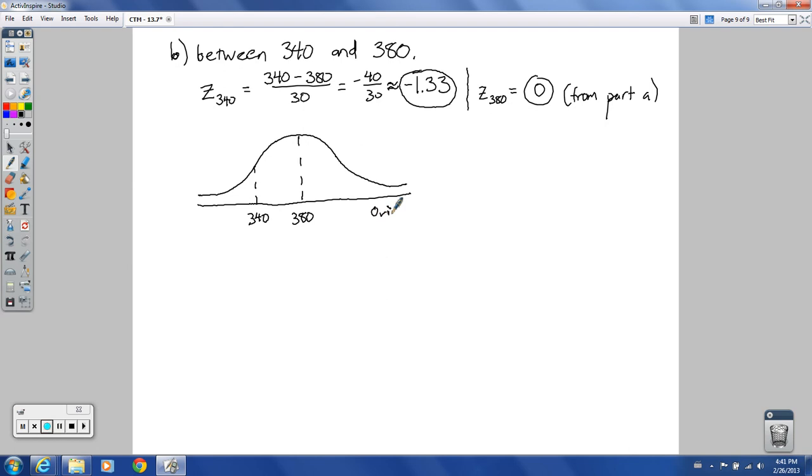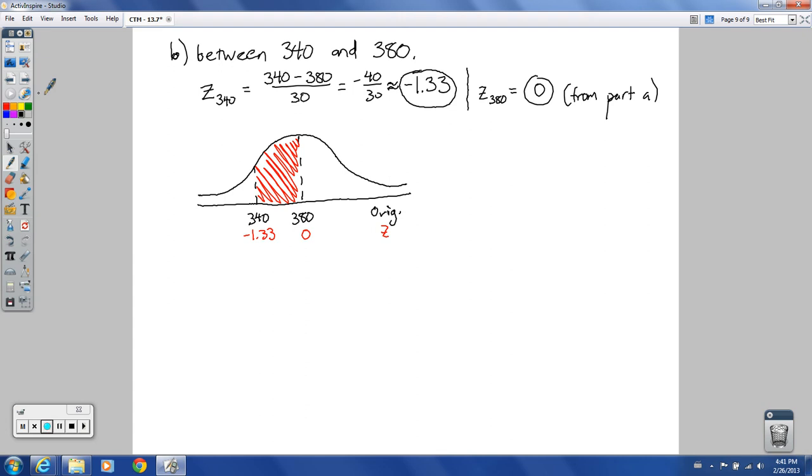These are your original scores right here. We'll put the z-scores underneath it. So this is a z-score of 0, and this is a z-score of negative 1.33. So I'm trying to figure out what the values in between there are. What's that area right there?